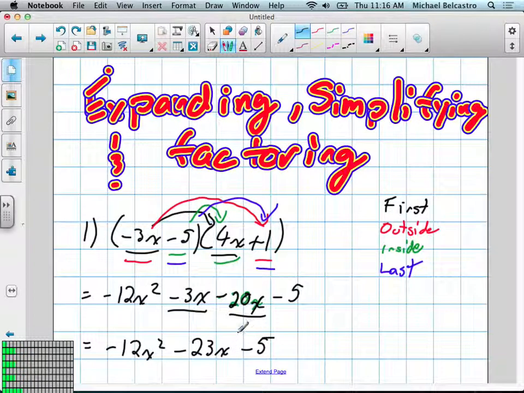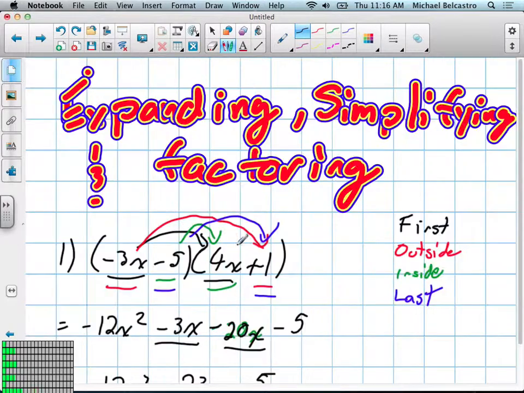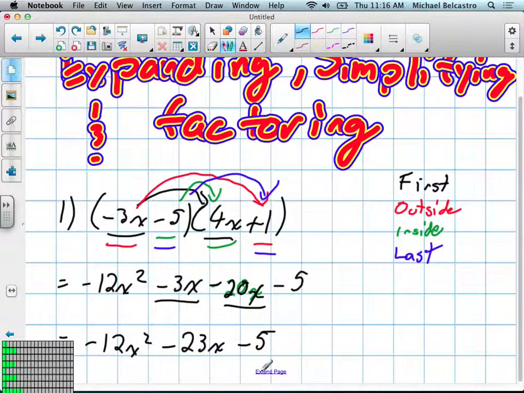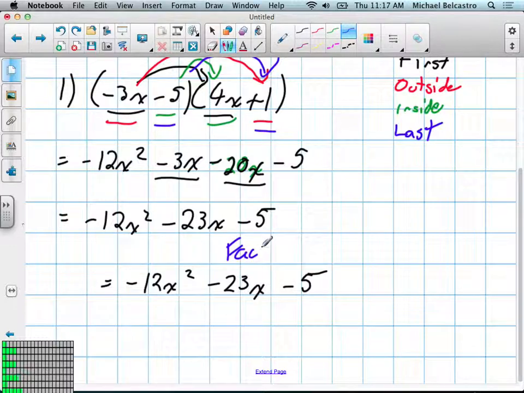That's expanding and simplifying. That same question, we can factor to go right back to where we started, because this is factored form. So if I had negative 12x squared minus 23x minus 5, and they asked us to factor this. Okay? When we're factoring, you guys may have learned a couple different ways to do it. I'm going to show you one specific way to start.